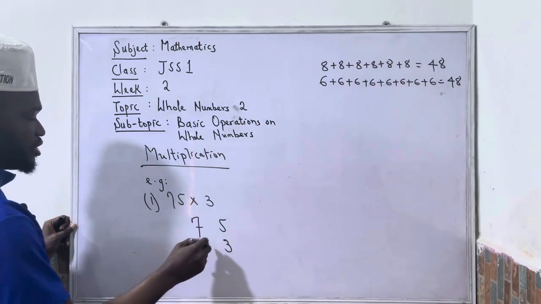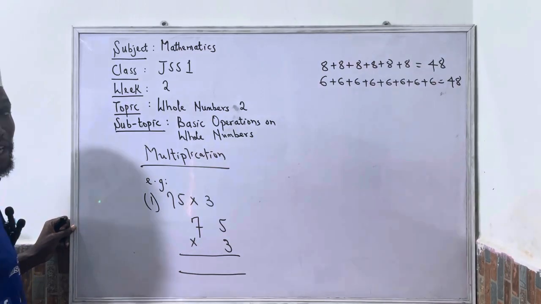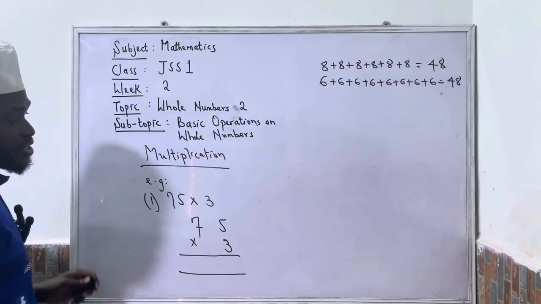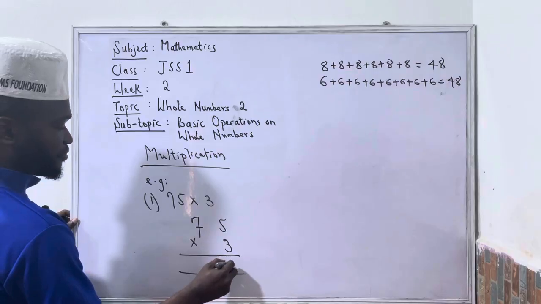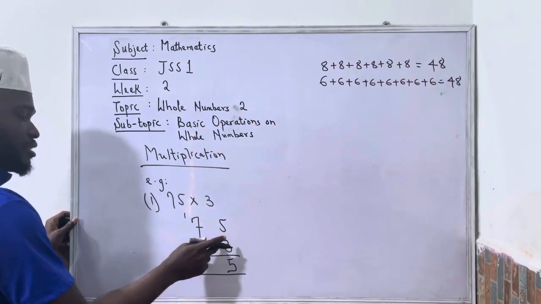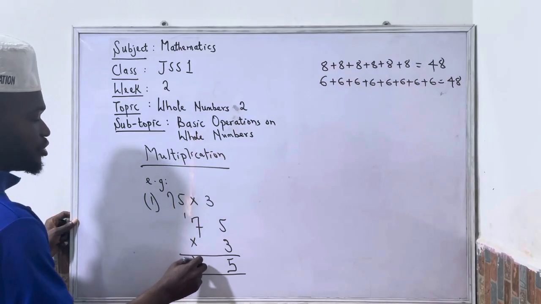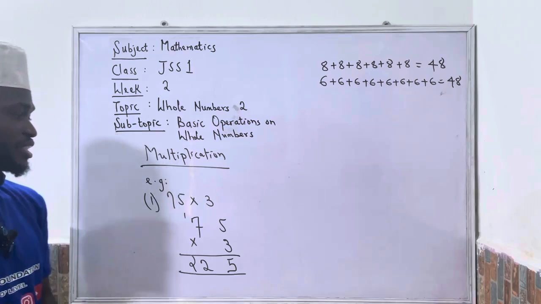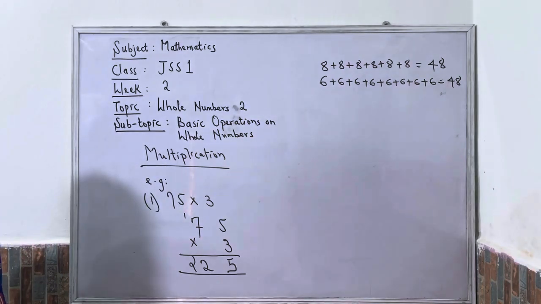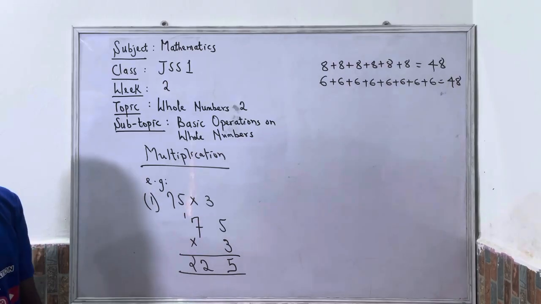75 times 3. So I can close this now because this is just one digit against two digits. 3 times 5 will give me 15. Let me write 5 down. Then I'll carry 1. 3 times 7, that is 21, plus 1, that is 22. So the answer to this is 225. So that's 75 times 3.